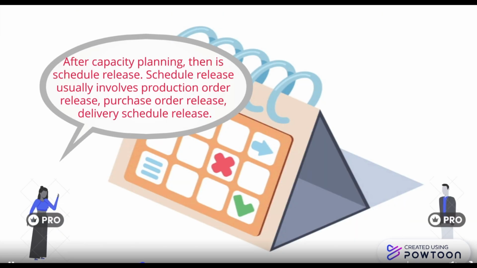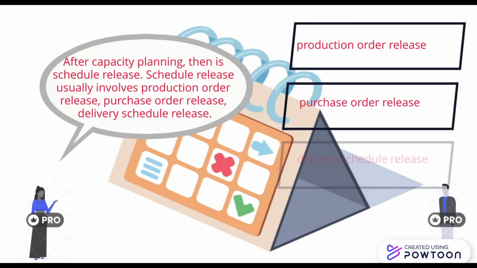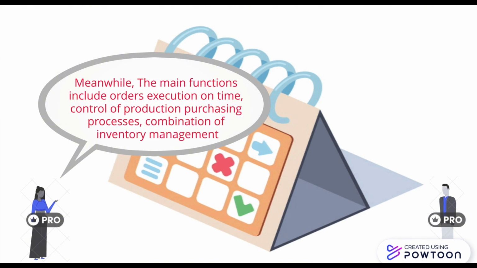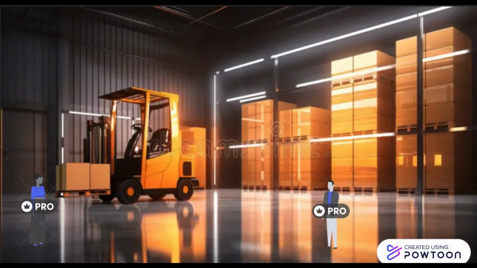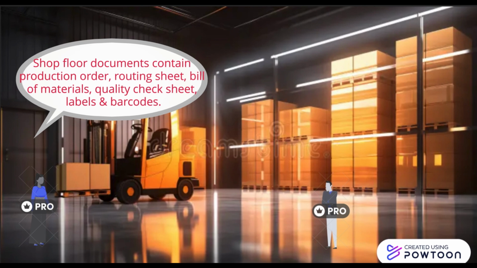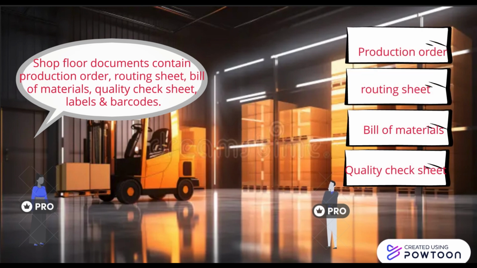After capacity planning, then is schedule release. Schedule release usually involves production order release, purchase order release, delivery schedule release. Meanwhile, the main functions include order execution on time, control of production and purchasing processes, and combination with inventory management. Okay, is there anything else about production planning? When schedule release is completed, then is shop floor documents. Shop floor documents contain production order, routing sheet, bill of materials, quality check sheet, labels and barcodes.